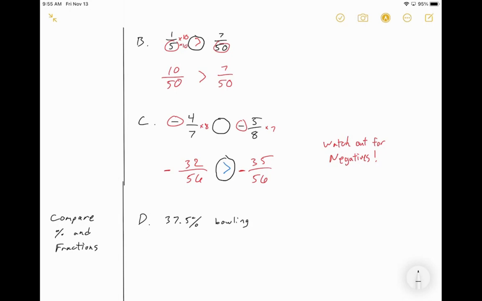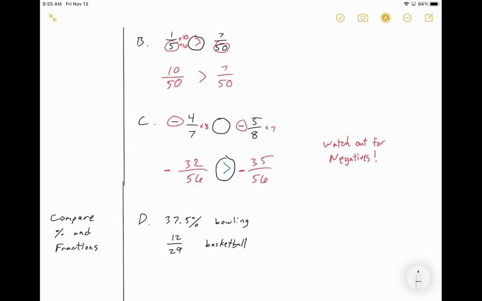And 12 out of 29 said they like basketball the best. So, which is greater, bowling or basketball? What do people like better? Now, you might think, well, it's easy, Mr. Lang. Basketball is better than bowling. Some of you are like, no way, bowling is better.